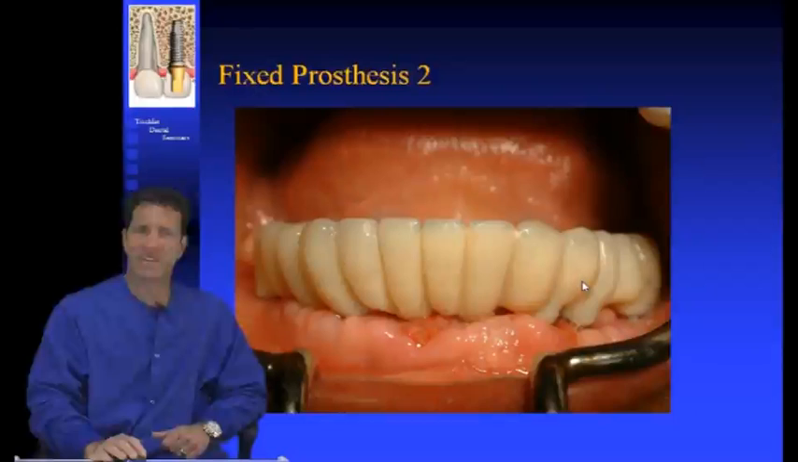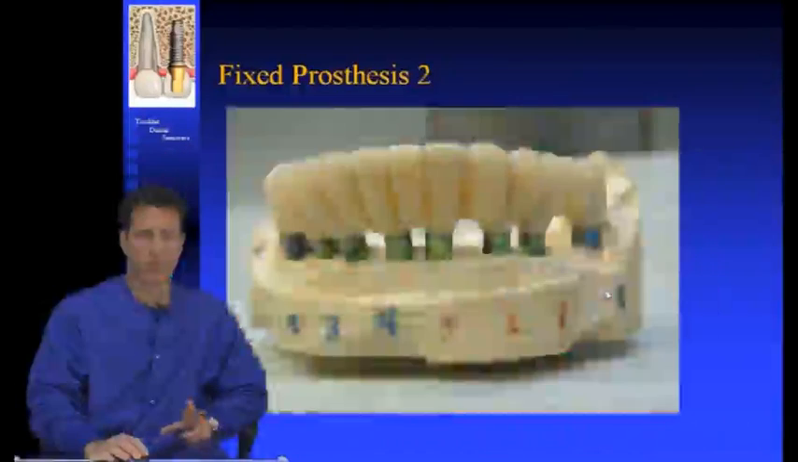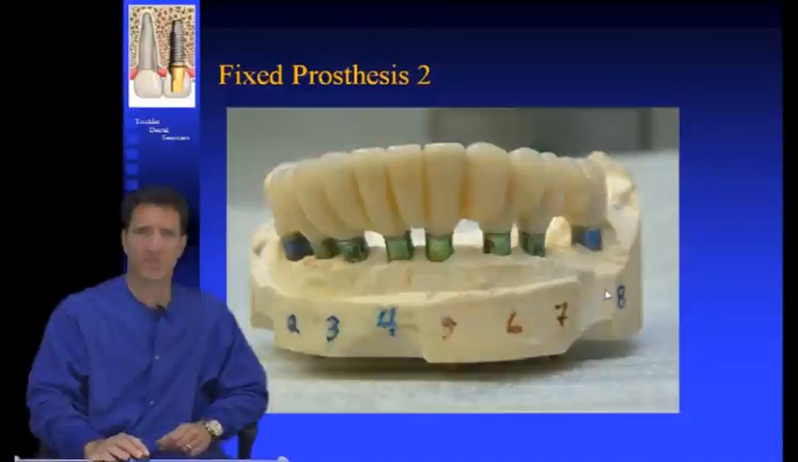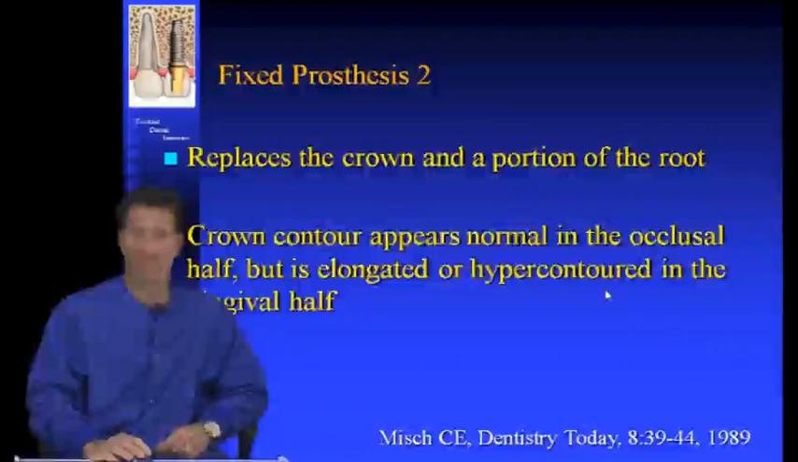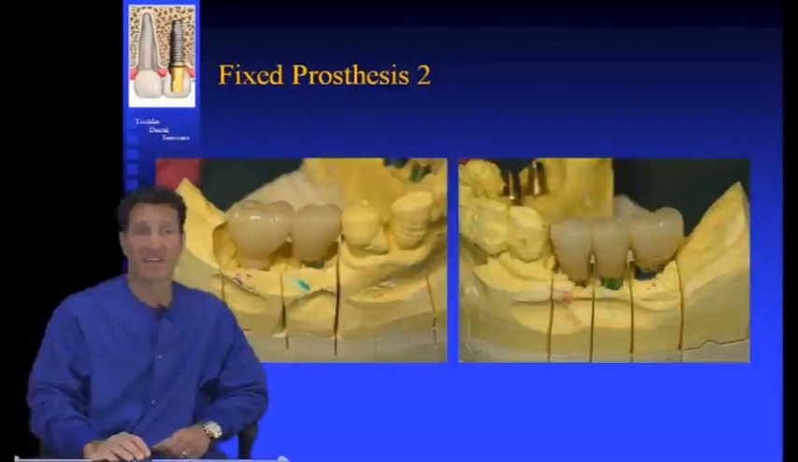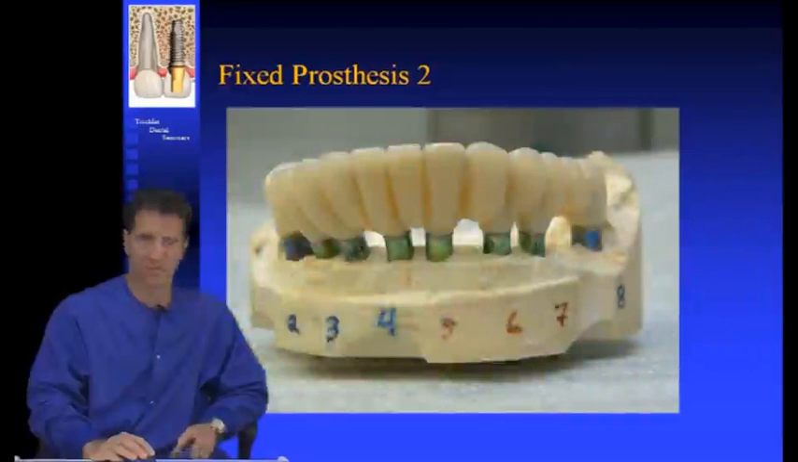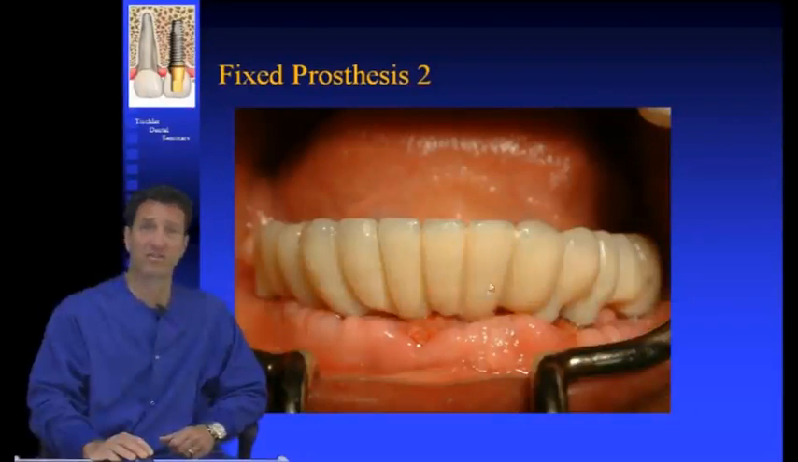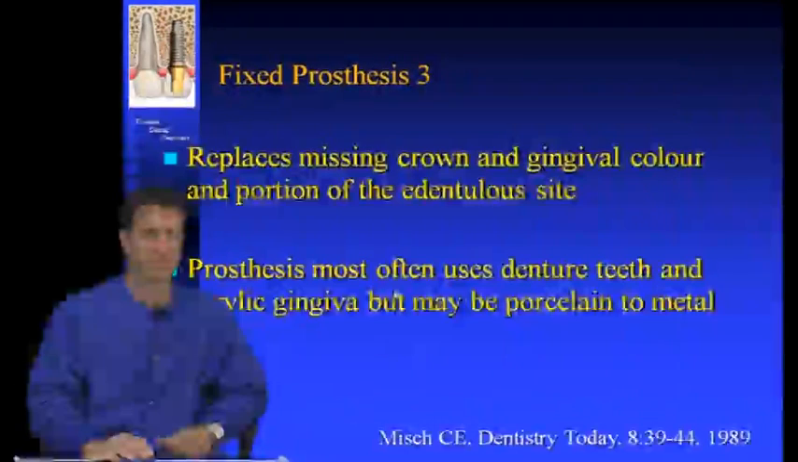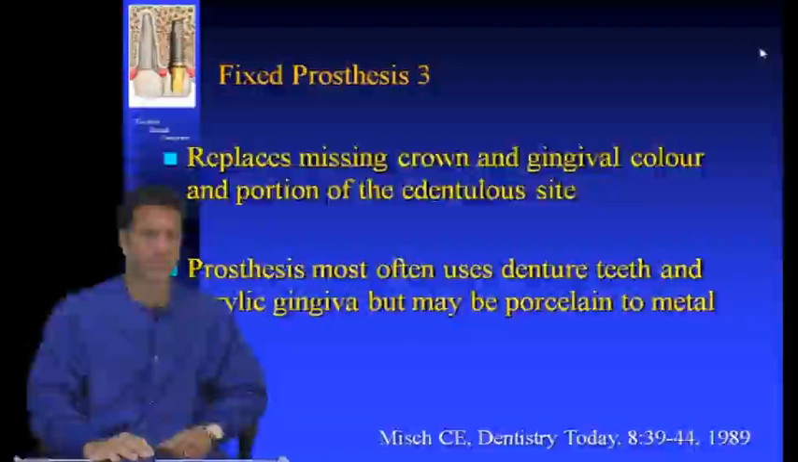When you talk about an FP2 situation, that replaces the crown and a portion of the root. And it's not as natural looking, but if we can deal with an FP1 situation, it's much better off. But you can see in an FP2 situation, we obviously have elongated teeth and something that doesn't look as natural. When you get to an FP3 situation, this is really very unnatural. It does work, but it's not as ideal as an FP1 situation from an aesthetic standpoint and also from a hygiene standpoint. FP3.